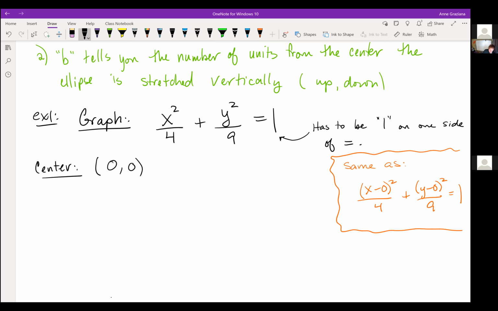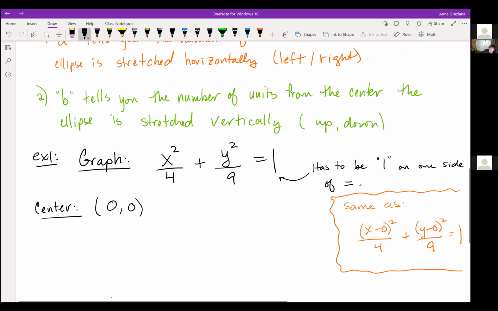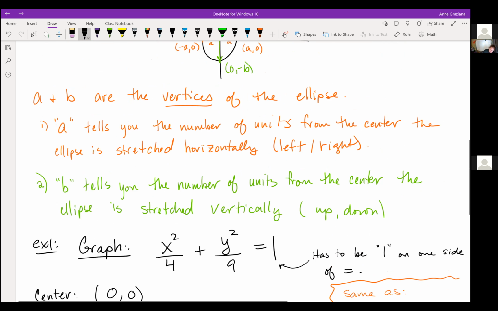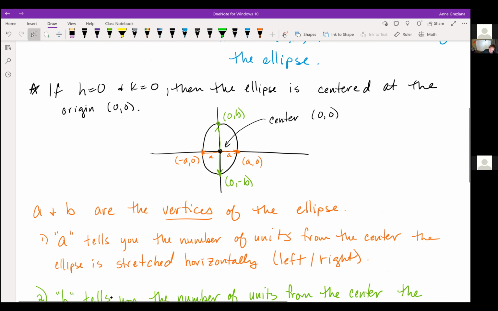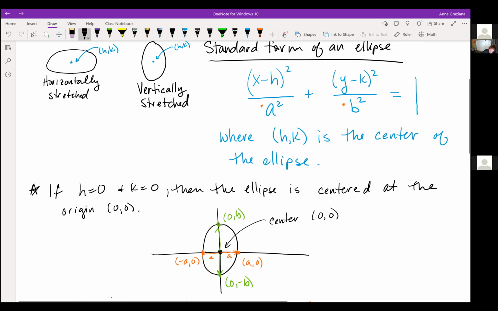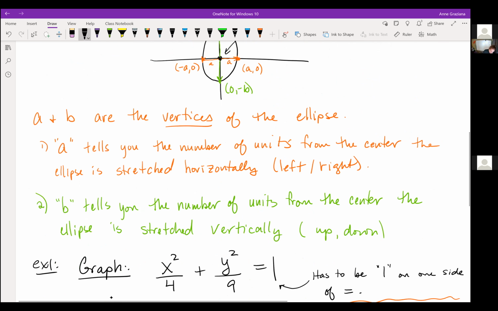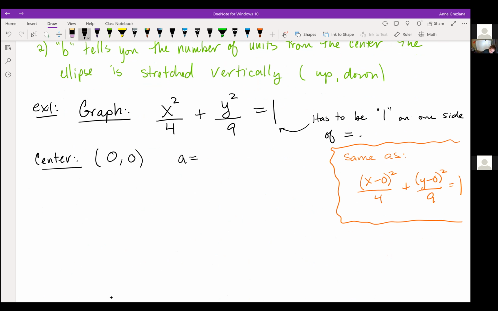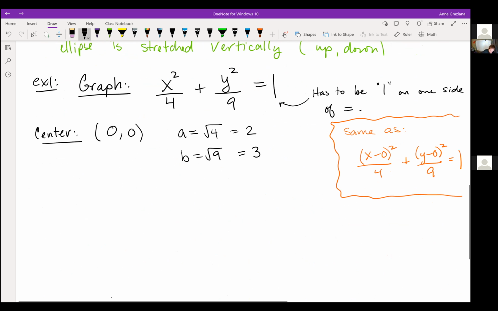Okay, we also get that the denominator, now remember this denominator is a squared. It is something squared and something squared. So a is the square root of 4. It's the number underneath the x term, which is 2. And b is the square root of 9, which is 3. So I know that a is 2 and b is 3.